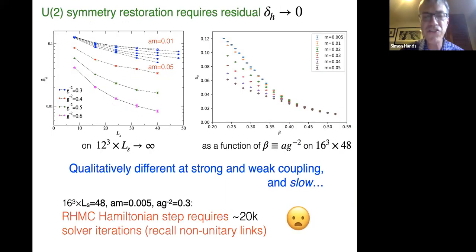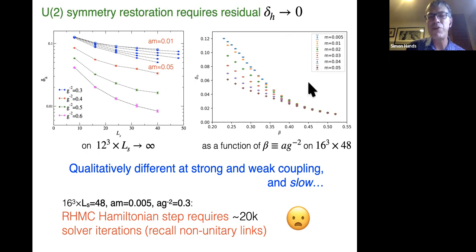These next two plots show the same thing. There's a residual, lowercase delta, which tells me how close I am to restoring U2 symmetry. It's basically the imaginary part of the condensate that I showed you. So here's how that residual behaves as I increase LS. It's decaying exponentially. This is a log scale here on the vertical axis. That's good news. The bad news is that the decay rate again is getting smaller and smaller as I go to strong couplings and small masses.